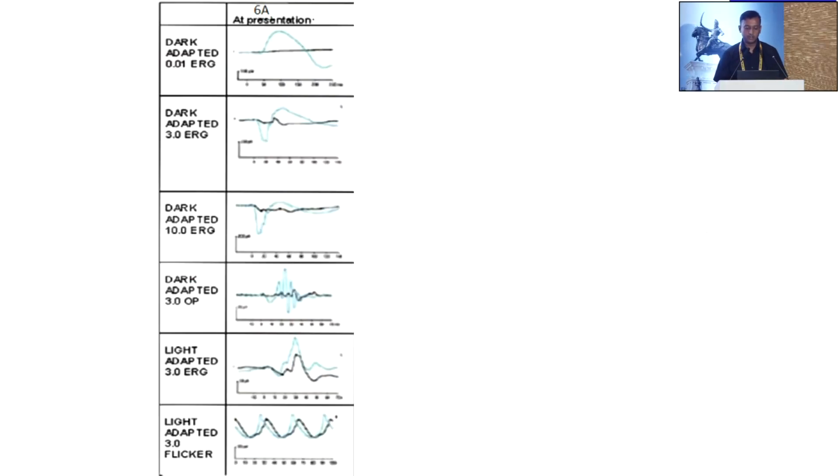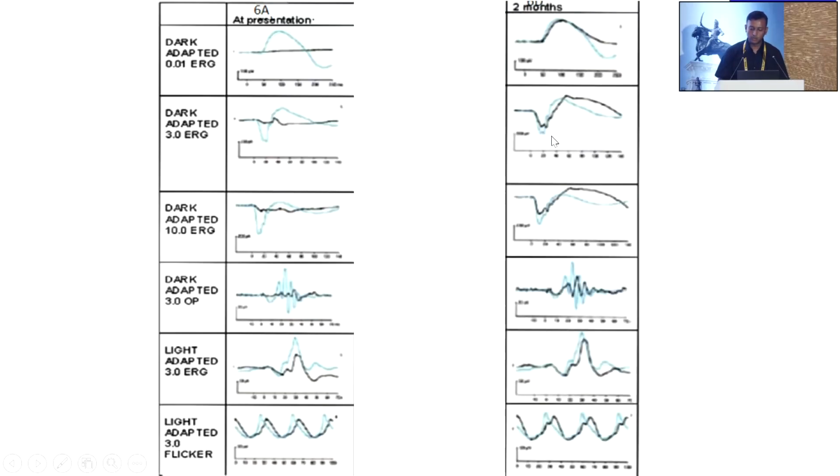So at presentation, now you see the black line, which is the rod waveform, it is totally flat. Compare it with the cones. Cones still have certain waveforms. So cones are healthy, only rods have diminished. So what is the problem? Just give vitamin A. After treatment, you see now the waveforms of the A wave and the rod waveforms have totally picked up. So this is how ERG helps in certain conditions.